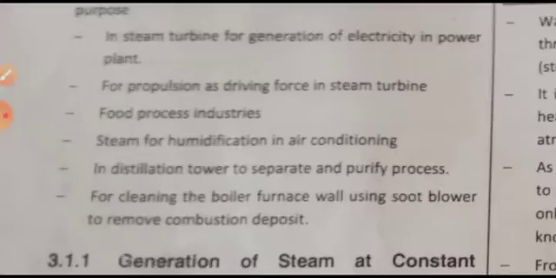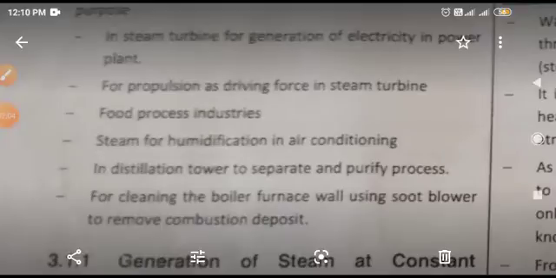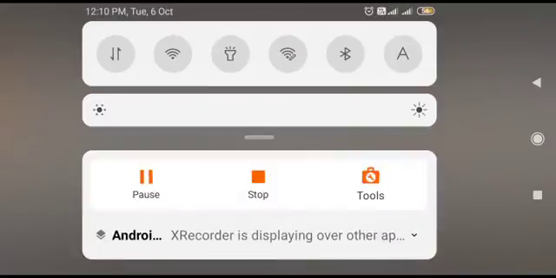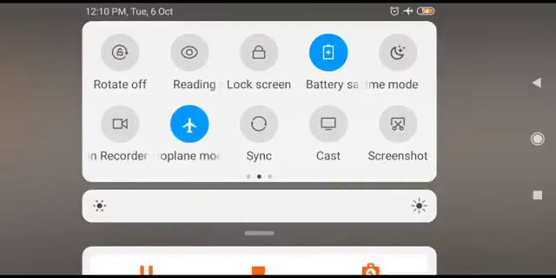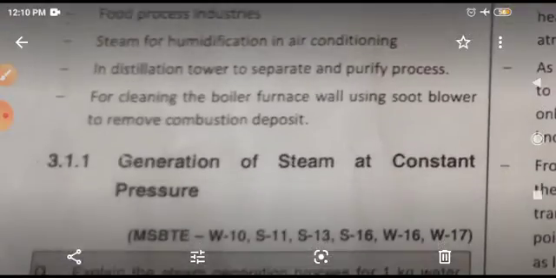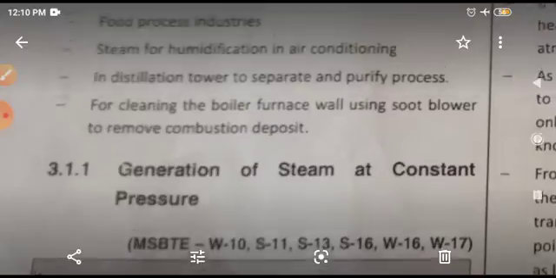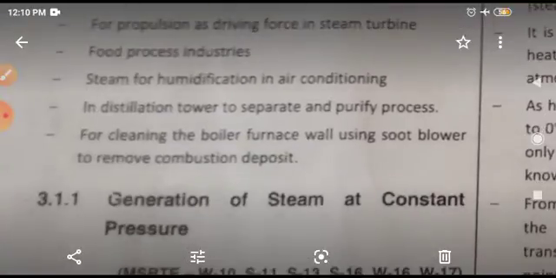How does the generation of steam take place? The boiler is used to generate the steam. But the steam quality is determined by some factors that we are going to study in this steam and steam boilers. I have told you that in third year you will have to study this steam boiler again. Okay, let's start with this.